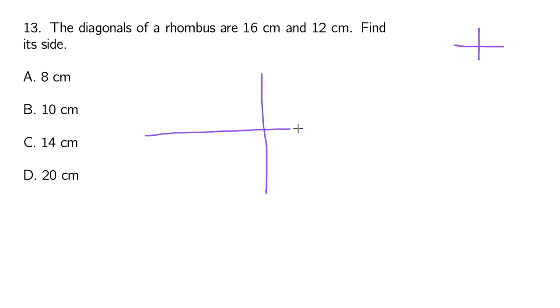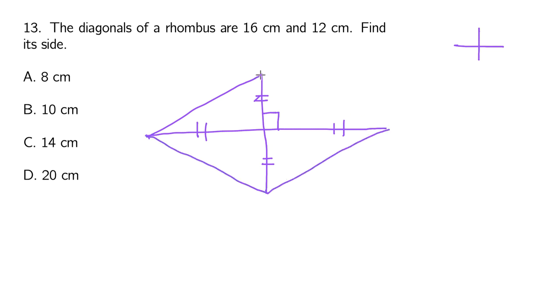So the diagonals always bisect each other. Bisect means that now this length is equal to this length, and this length equals this length. So when you have a rhombus, this is how it looks like. Now we are told that the diagonals are 16 and 12. So if we take the longer one as 16, then this side is 8, this side is 8, and then the shorter one as 12, this side is 6 centimeters, this side is 6 centimeters.